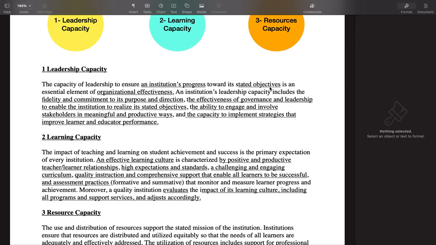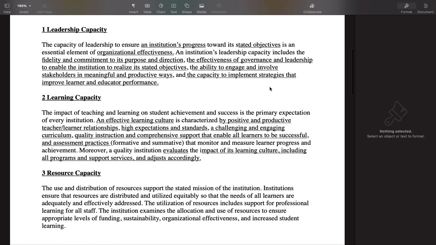The first capacity, which is the leadership capacity, is the capacity of leadership to ensure an institution's progress toward its stated objective, which is a very essential element in any organizational effectiveness.